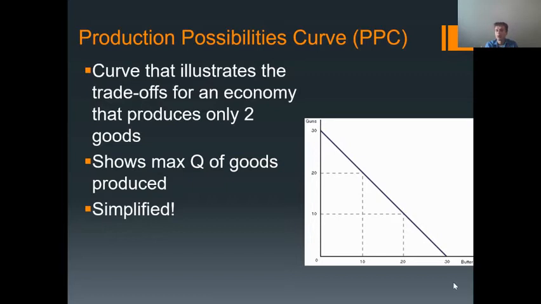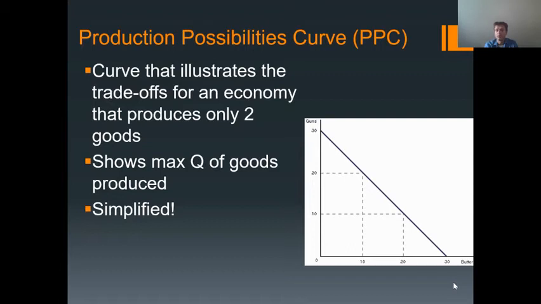So if we're starting from the bottom right-hand corner at 30 units of butter, 0 units of guns, if we move one spot to the left and you make 20 units of butter, you then make 10 units of guns. If you go one more to the left, you make 10 units of butter and 20 units of guns. If you move one more up and to the left along the curve, that's when you're at 0 units of butter and 30 units of guns. You are able to see the trade-offs. You're able to see the opportunity cost for each one of those.